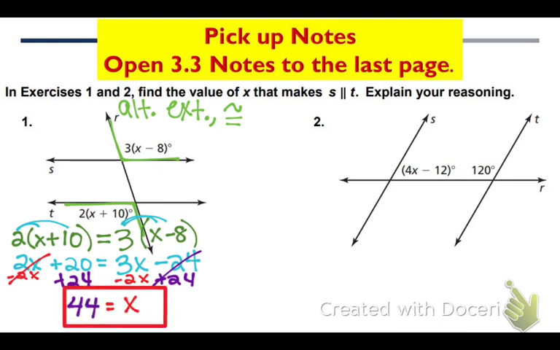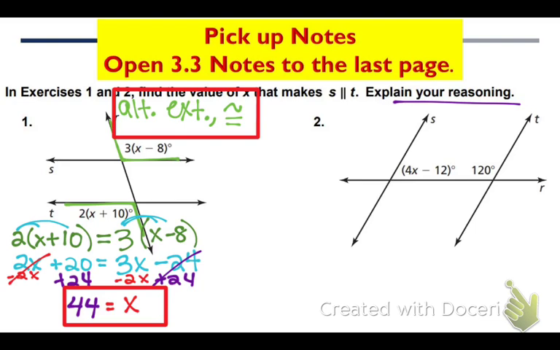So it says solve for x. We did that. Then it says explain your reasoning. So why did we set them equal? Because they're congruent. Why did we know they were congruent? So your explanation you wrote down at the beginning. They're alternate exterior, therefore they're congruent. So that would be your reasoning.